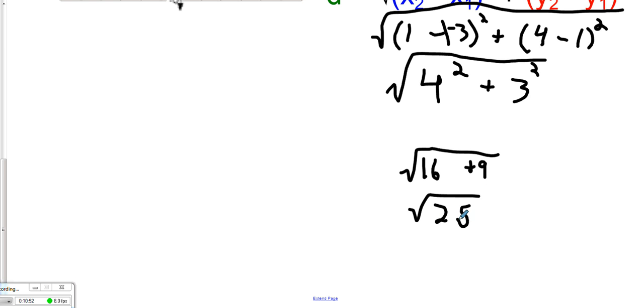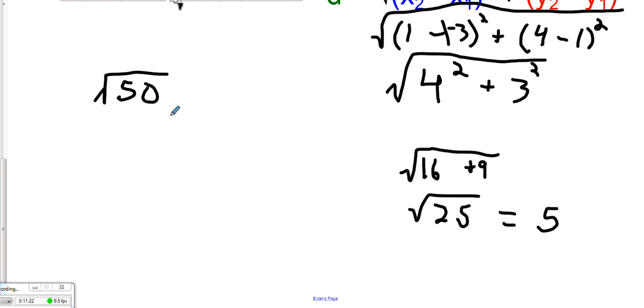So you can leave it as root 25, but actually what you're usually supposed to do is either reduce this and say, well, this equals exactly 5, or round it. Let's say it was something like the square root of 27. Well, then it would be 5 point whatever, probably out to 3 decimal places. Or if you can simplify, let's say it was something like the square root of 50.